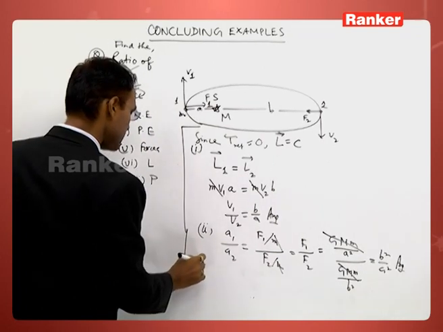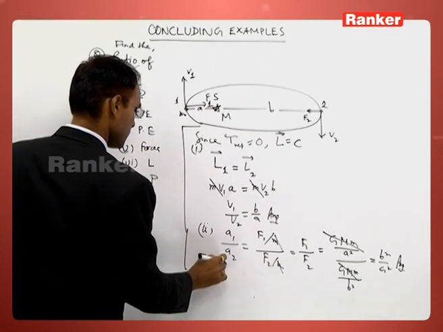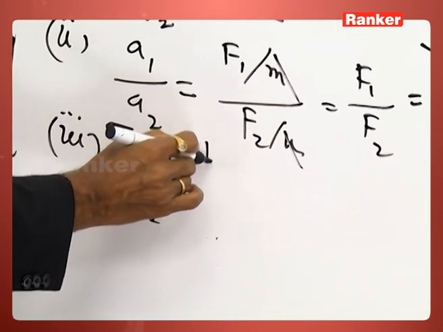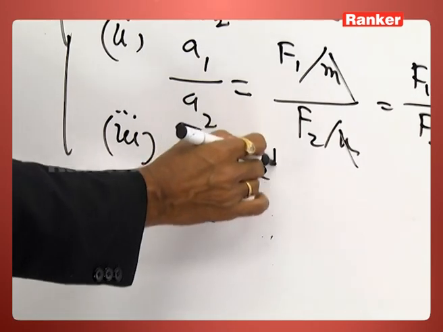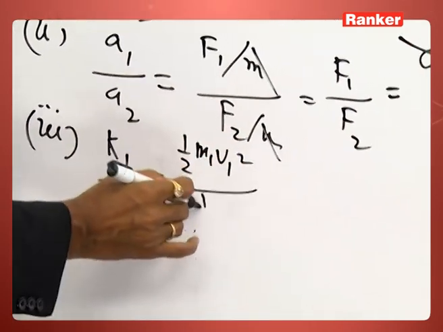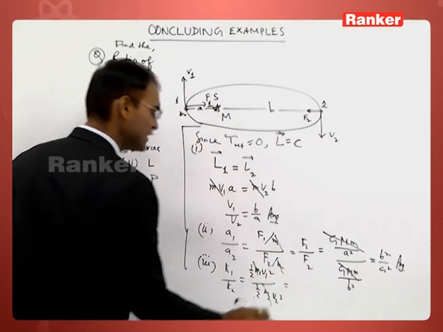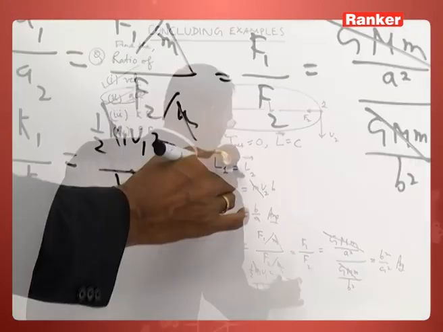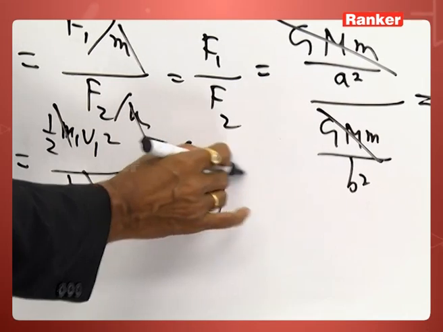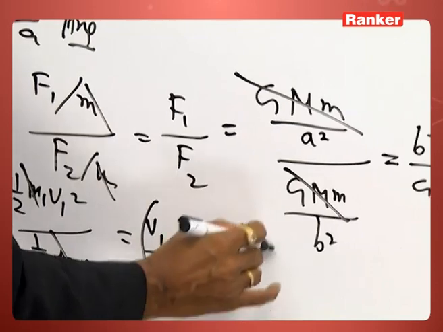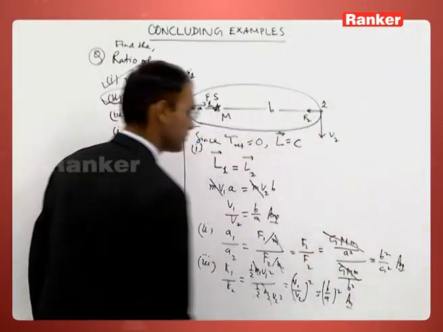The kinetic energy ratio is equal to half m1 v1 square upon half m2 v2 square. But these two masses are equal. So it is just v1 upon v2 square of this. But v1 upon v2 is equal to how much? b by a square. Answer.